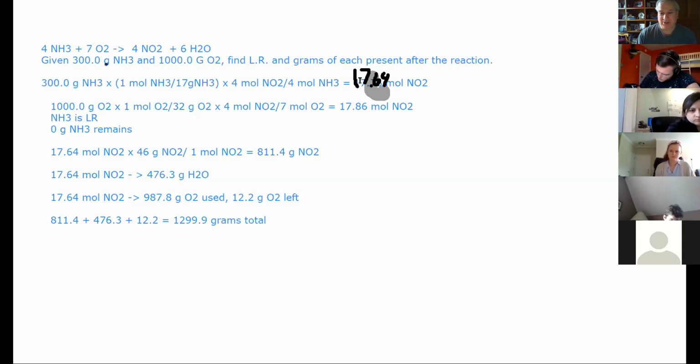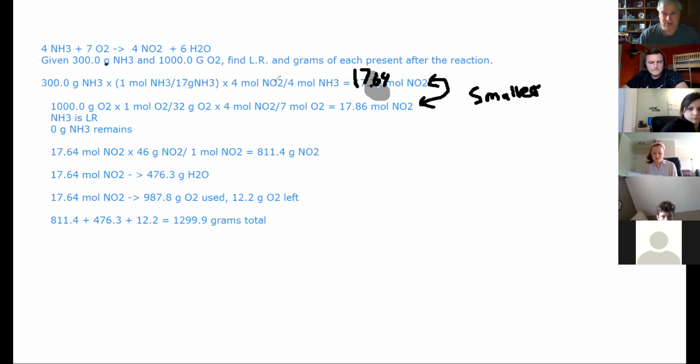So based on comparing these two numbers, you look at this number compared to this number, and then you want to pick the smaller number. Look at that, I'm an expert at this thing. All right. Okay, you want to pick the smaller number because the smaller number tells you that thing's going to run out first. And when you run out of something, again, like I said, your reaction's done.